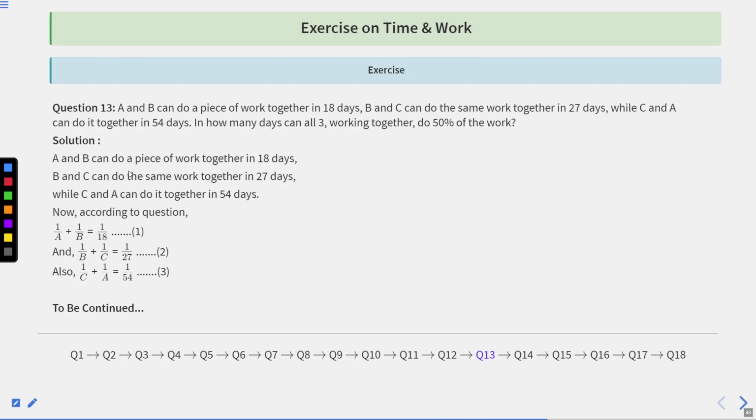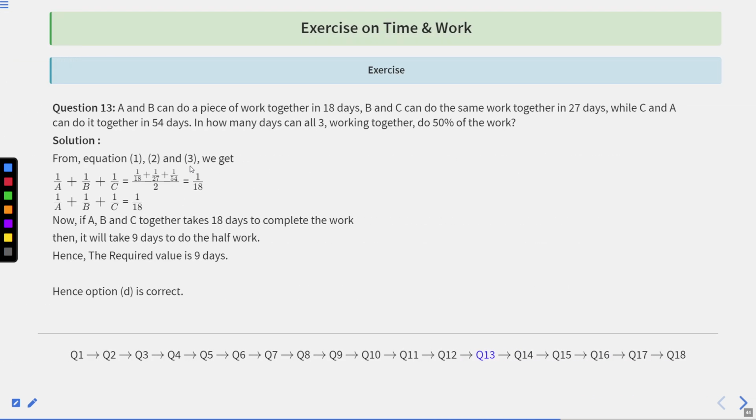So A and B can do a piece of work together in 18 days. This is given in the question. B and C can do the same work in 27 days, which is also given in the question, while C and A can do it together in 54 days. Now, according to the question, 1 upon A plus 1 upon B is equal to 1 upon 18, and 1 upon B plus 1 upon C equal to 1 upon 27, that is equation number 2, and also 1 upon C plus 1 upon A equal to 1 upon 54, that is equation number 3.